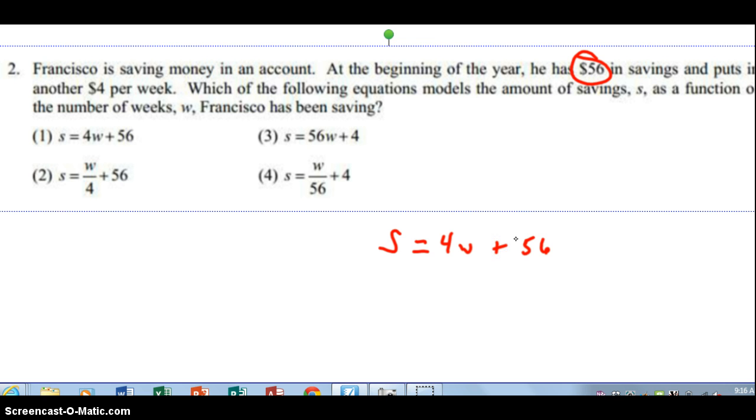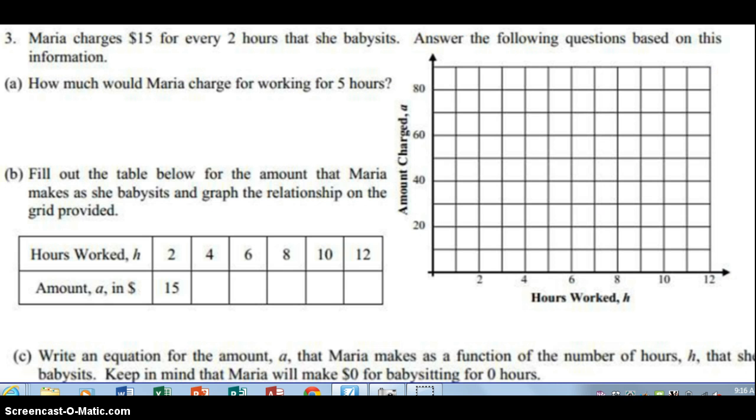Is that a choice? Well, yes. Choice 1. Good job. All right, here we go.